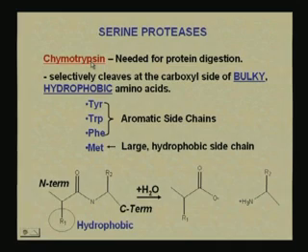Now, chymotrypsin is a serine protease. What does it mean? It means that the active site contains a specific serine residue that takes an active part in the catalytic mechanism of this protein. Chymotrypsin is also a protein. These are all enzymes, biological catalysts that are proteins.